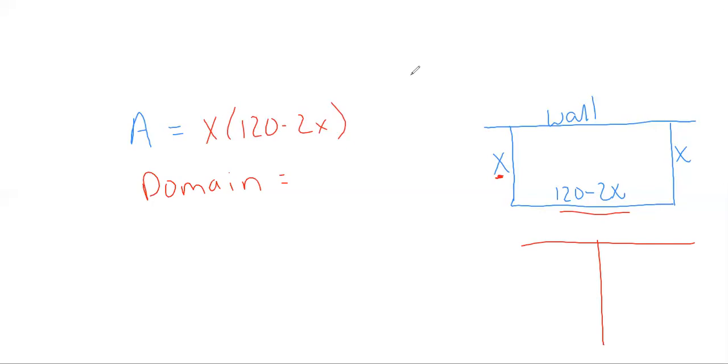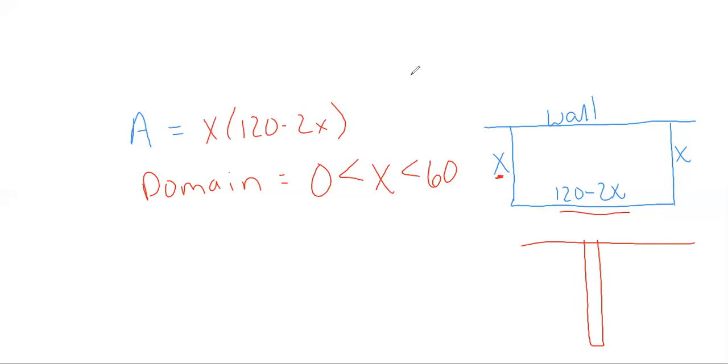So it has to be, at the smallest, greater than 0, and it has to be less than 60. So 0 is less than x, which is less than 60. That's the domain. The x has to be greater than 0, but it has to be smaller than 60.